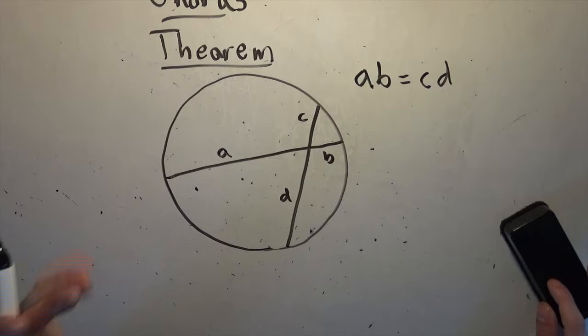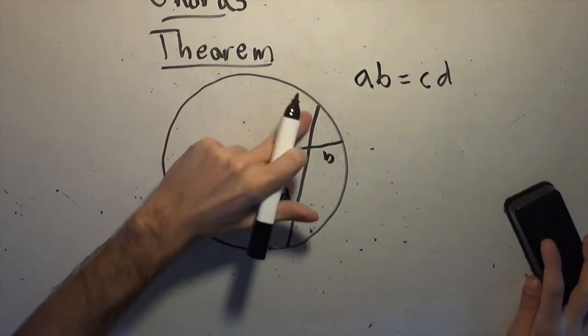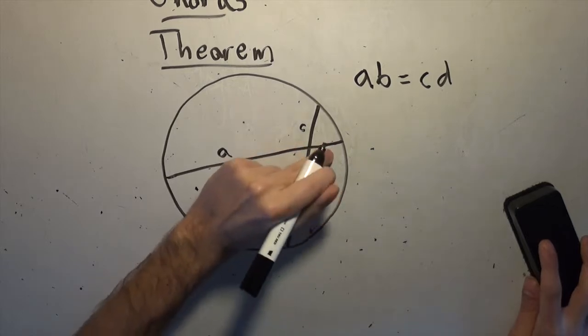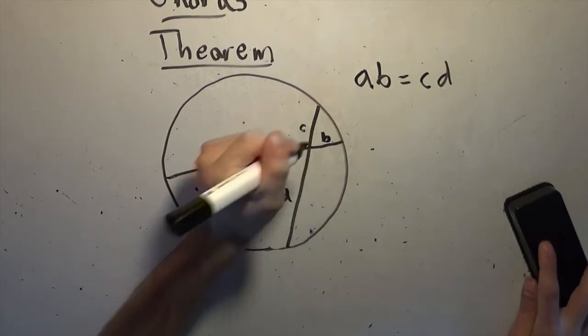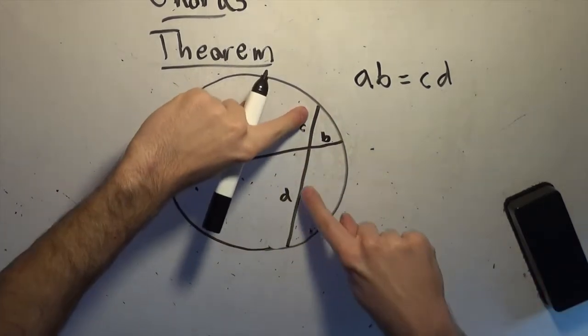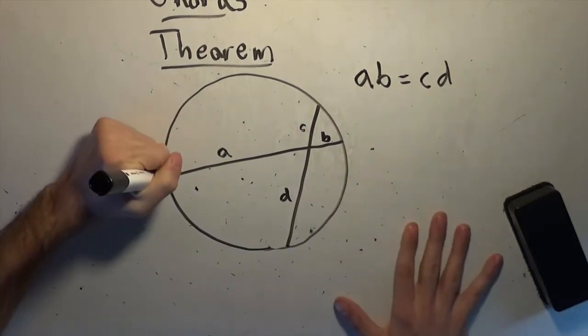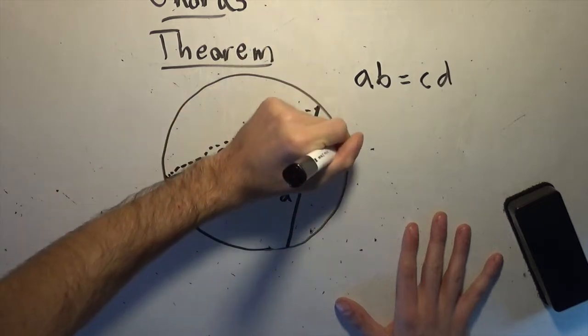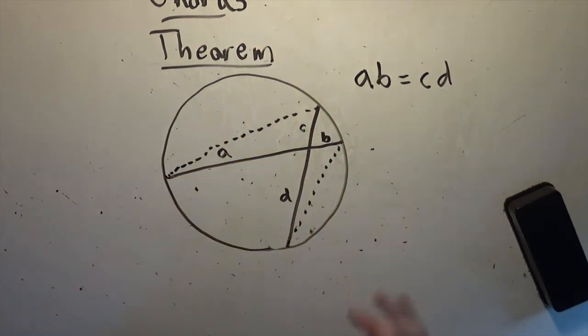So let's prove it. It's quite easy. We can prove it very quickly. All we need to do is adjust our drawing a little bit so I can actually draw these line segments that I need to draw. So this one is B, this one is C, this one is D, and this one is A. So now we need these line segments which connect those two things together, and we have ourselves two triangles.